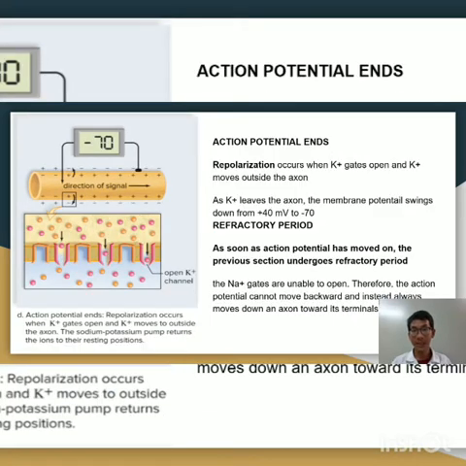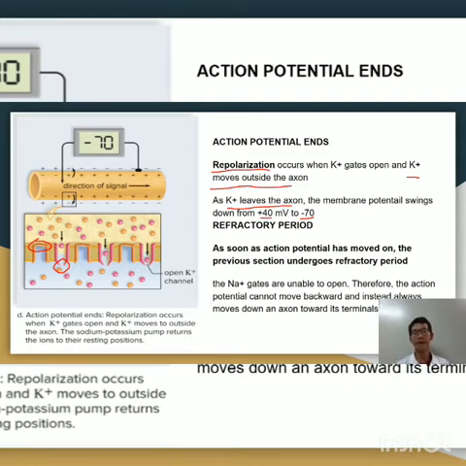Now we go to the next phase of the action potential, which is repolarization. Remember, repolarization occurs when, as you can see, the sodium gates are closed but the potassium gates are open. So the potassium ions move outside the axon. As potassium leaves the axon, the membrane potential goes down from positive and comes back to the normal negative 70. That is why we call it repolarization: the potassium ions move outside the axon.